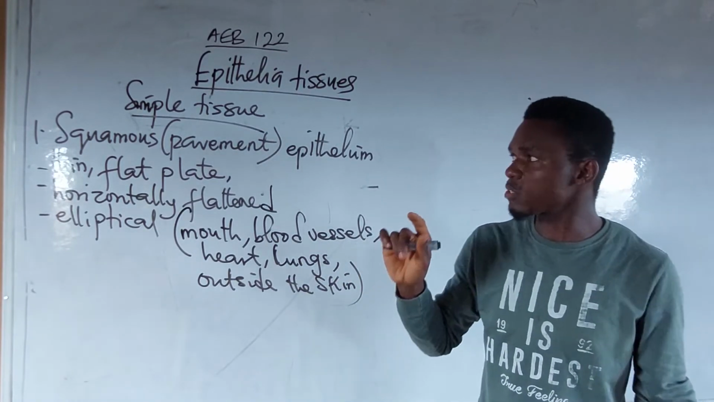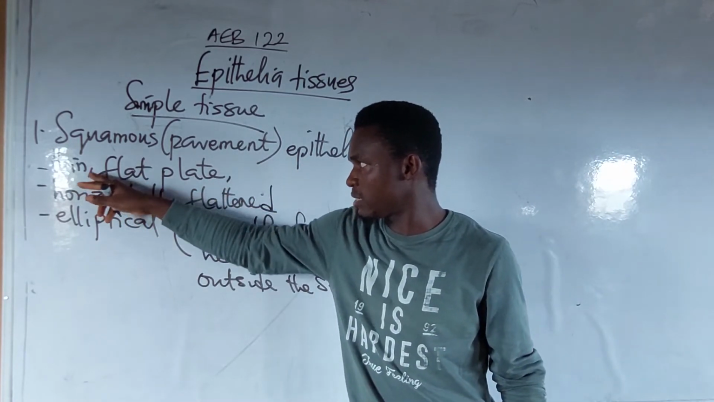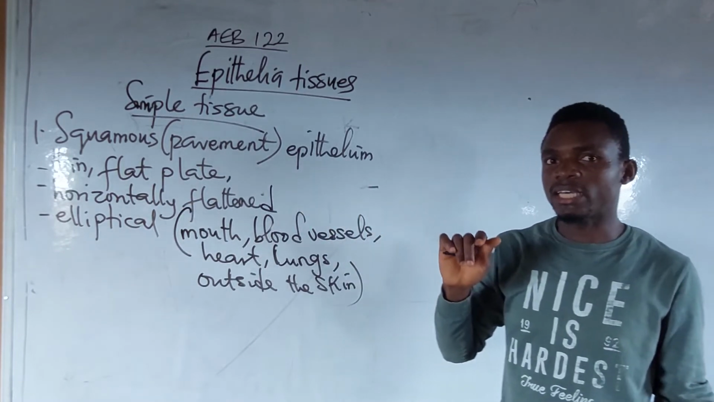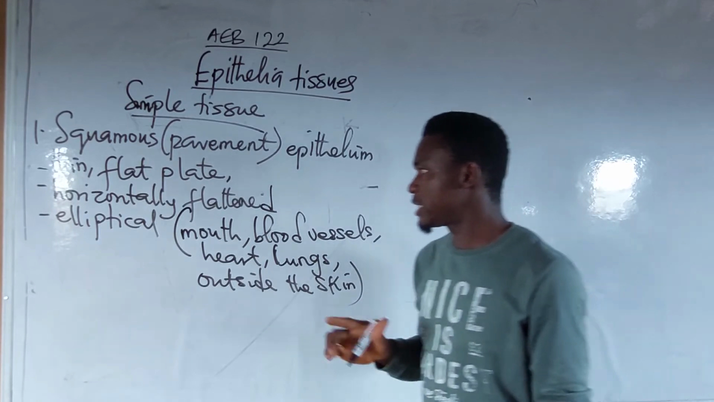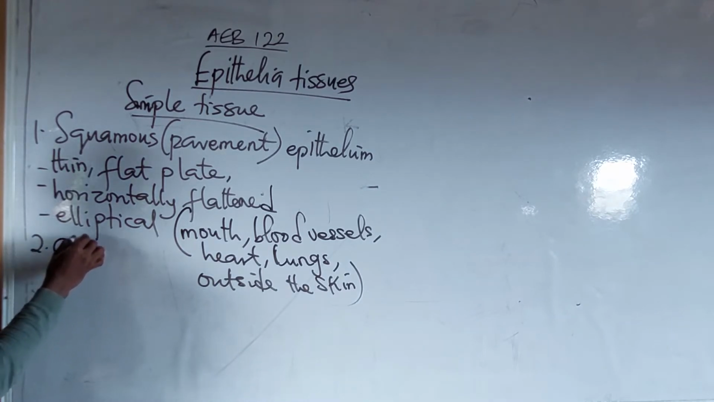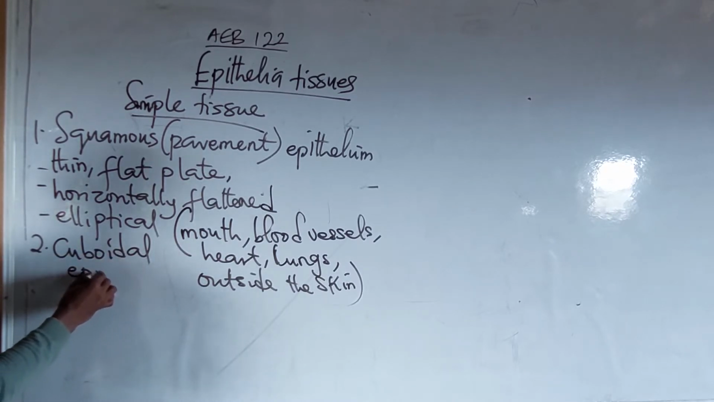This epithelium appears thin, like flat plates, and the nucleus is horizontally flattened and elliptical. Please take note of that. Then number two, we have the cuboidal epithelium.